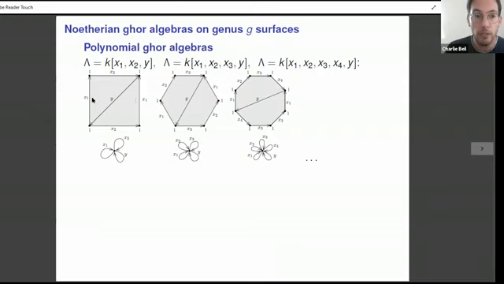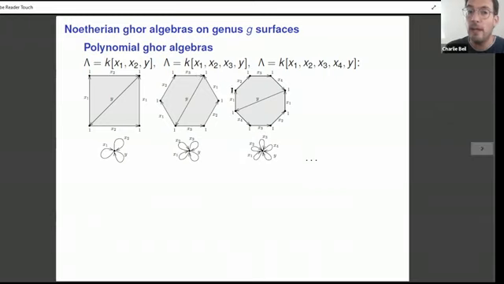So this was a torus, right? Because we identified the opposite sides. So we do the same thing here. We identify the opposite sides of these polygons, so they're the fundamental polygons of the surface. And it's a genus g surface if you take a 4g-gon, if I'm saying that right.